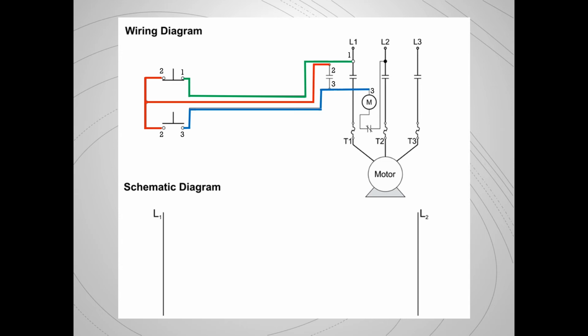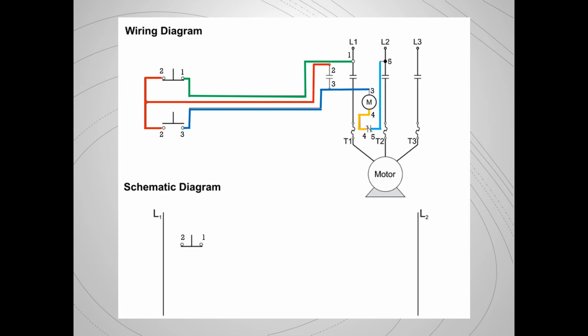Also, from my motor coil to my overload relay, I have another wire there that I'm going to arbitrarily give a number 4. And then from my overload relay going back to line 2, I'm going to arbitrarily give that the number 5. Now I have all the wires in my control circuit fully identified, and I can start applying those down into my schematic diagram.